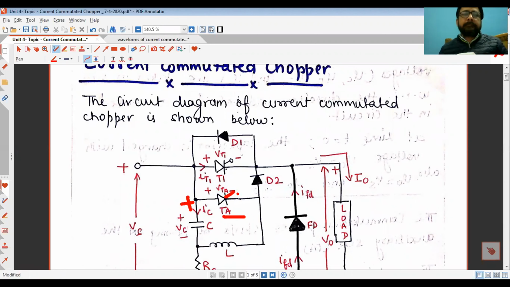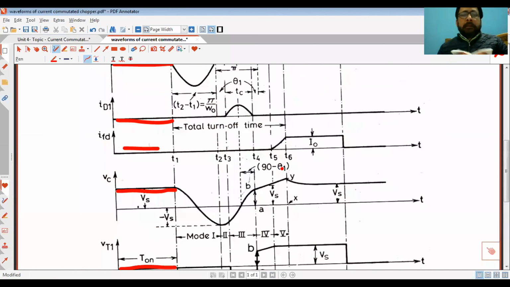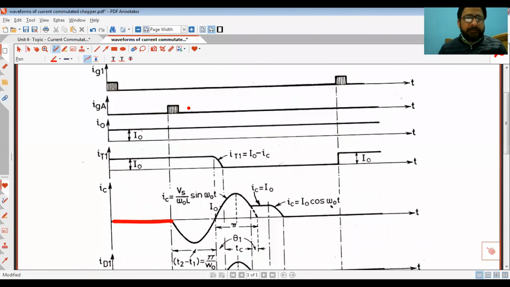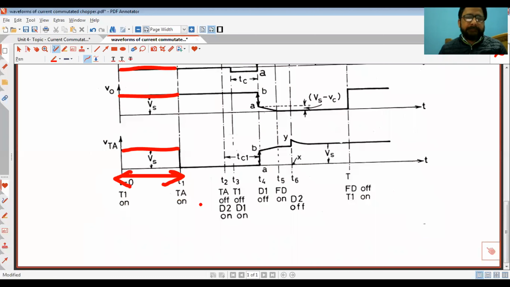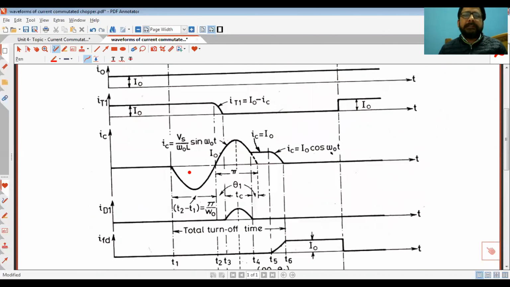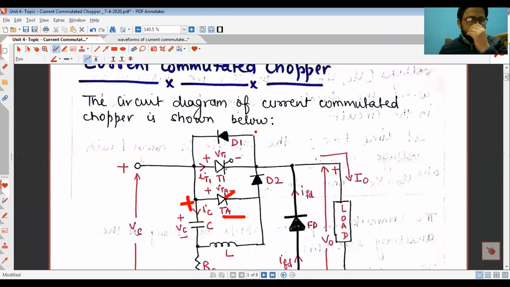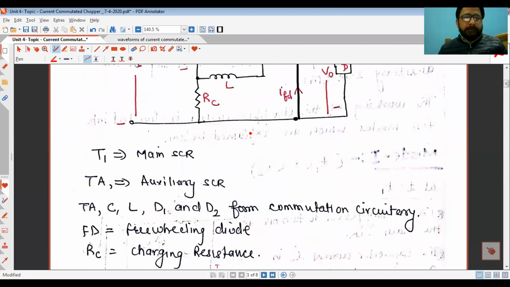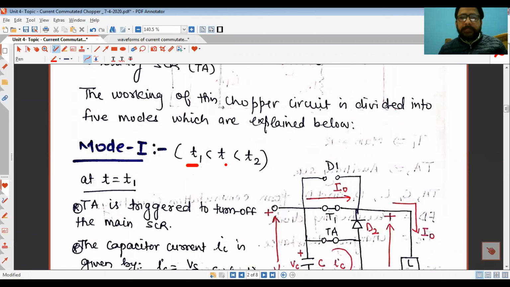So let us say we trigger the auxiliary SCR at T is equal to T1. The auxiliary SCR is turned on at T is equal to T1. So from here the commutation process of the main SCR starts. So TA is triggered just to bring commutation to the main SCR. This is the purpose of triggering TA. So that brings the mode 1 from T1 to T2.